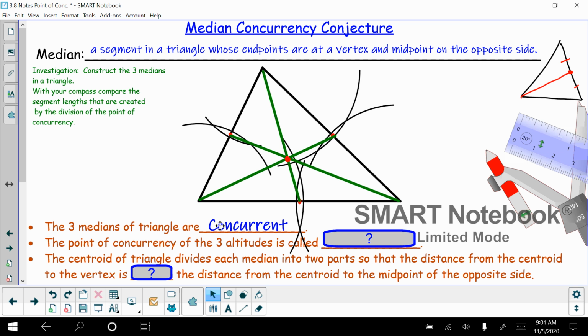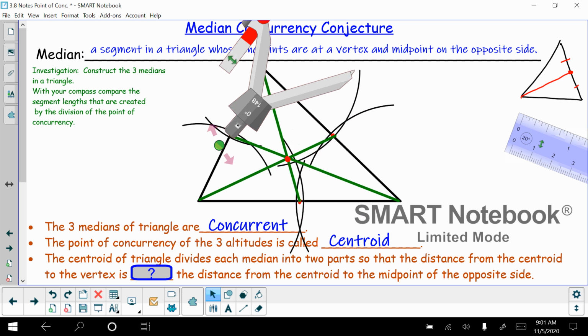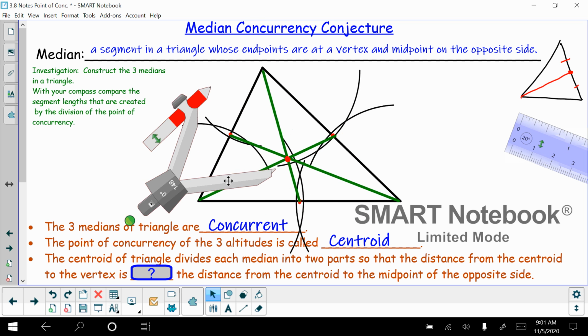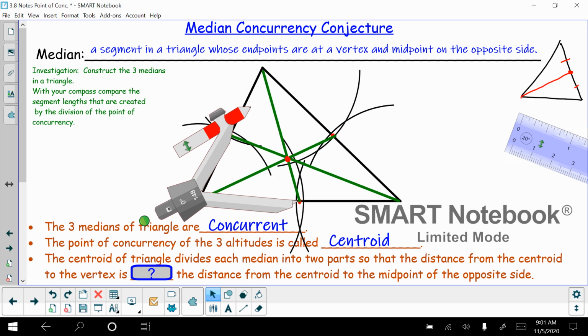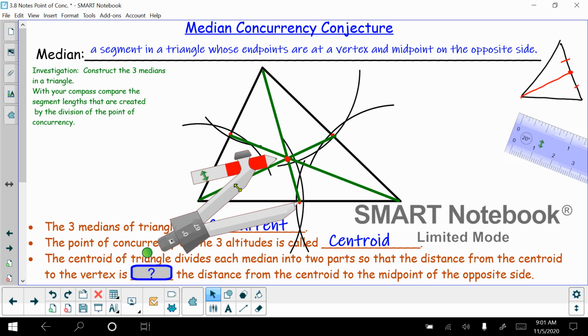What is a special name for this one? This one's called the centroid. Now, it says with your compass, compare the segment lengths that are created by the division of the point of concurrency. And you can actually use your ruler. We don't mind if you use centimeters, but I want you to use the compass first, and then we'll measure with the ruler in a second.